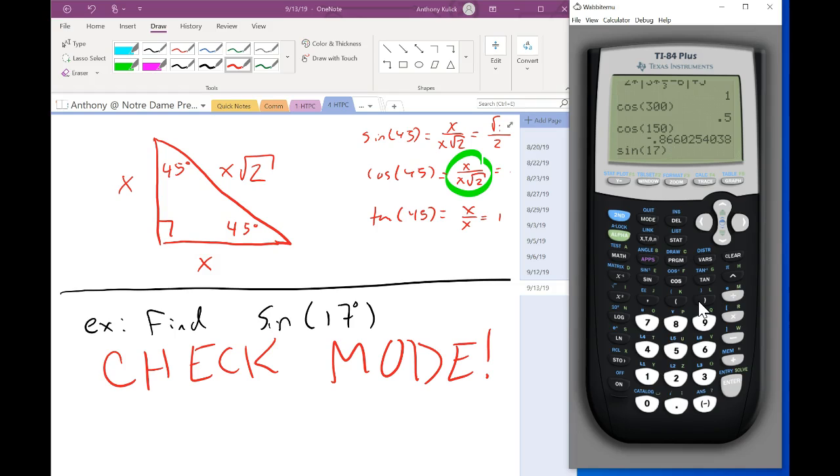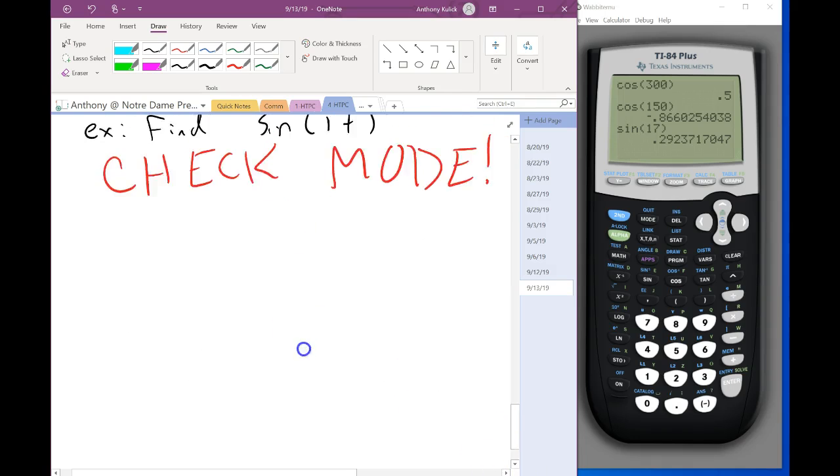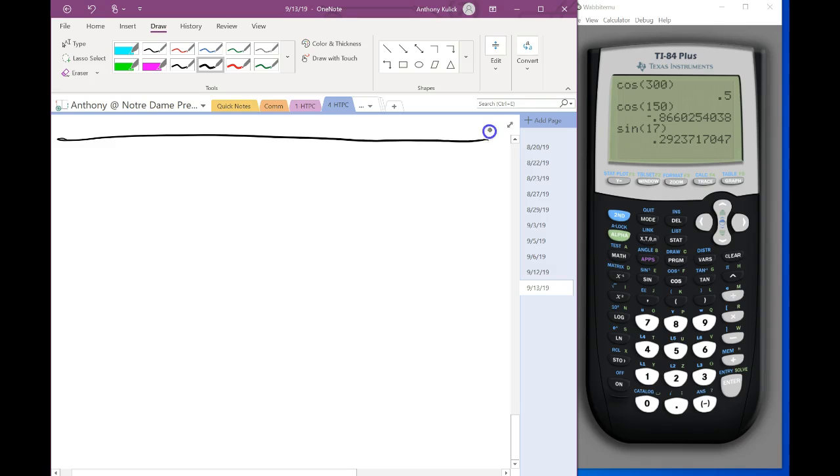All right. When I do sine 17, I get 0.293, and so on. Everybody happy with that? Okay. So with that in mind, with now the graphing calculator, I can now solve things like this.